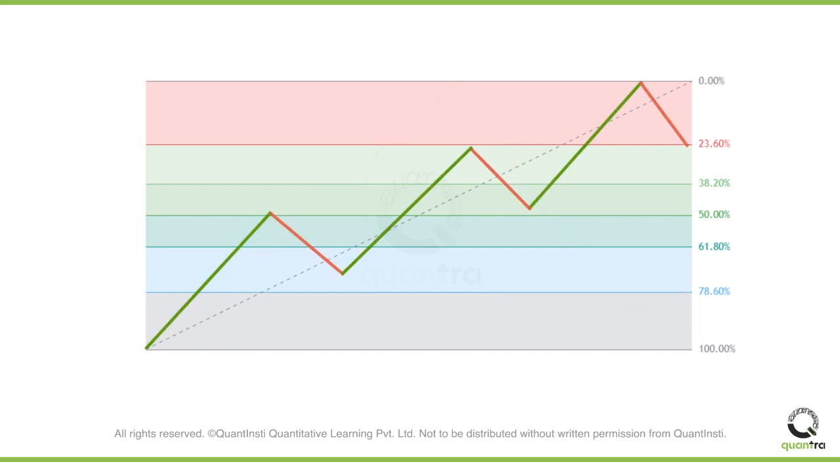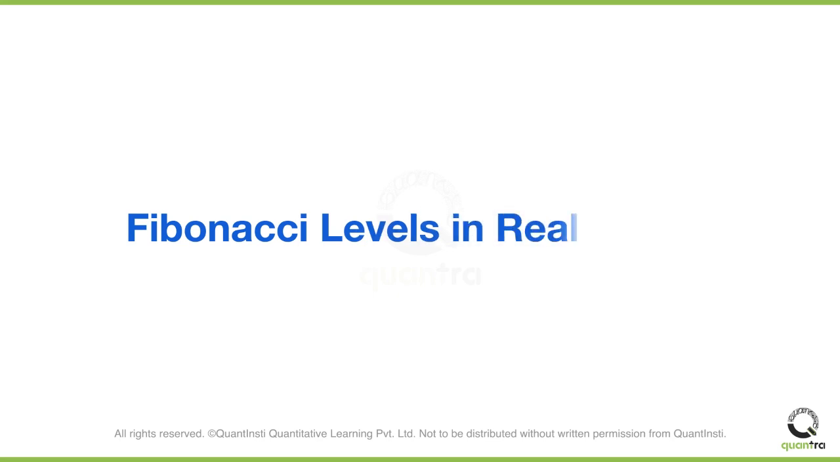So to summarize, as per the Fibonacci ratios, you can expect the majority of the retracements to occur at the 38.2% and 50% retracement levels. That was all about the interpretation of the Fibonacci levels. In the next video, we will move one step ahead and apply the same concept on a real price chart with the help of TradingView.